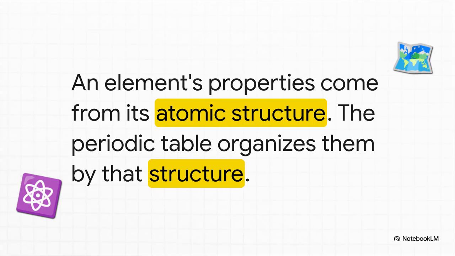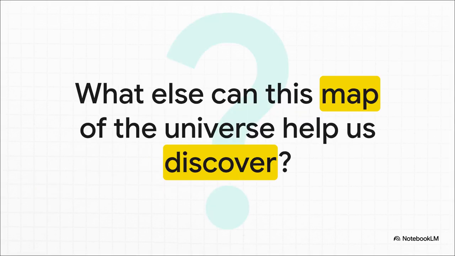So, here's the bottom line. All of an element's properties come directly from its atomic structure. And the periodic table is the ultimate cheat sheet because it organizes everything by that very structure. This allows us not just to understand their behavior, but to even predict it. In fact, early versions of the table had gaps which let scientists predict the existence and even the properties of elements that hadn't even been discovered yet. How cool is that?